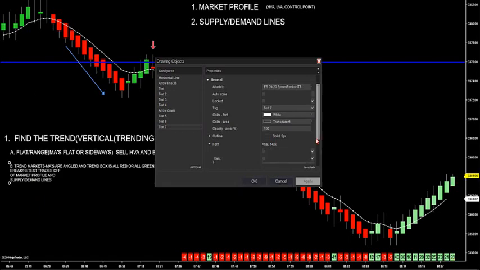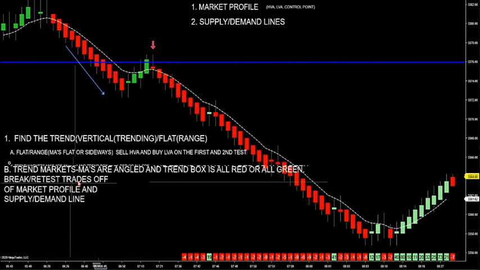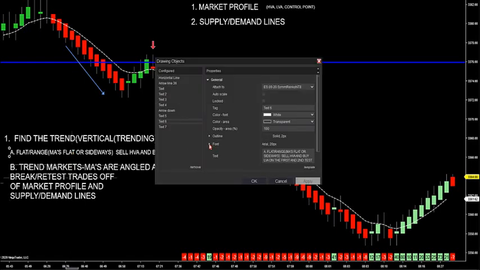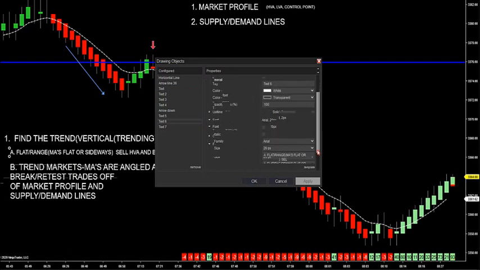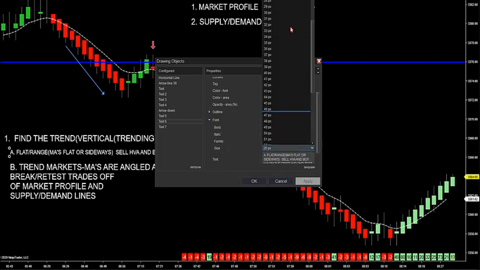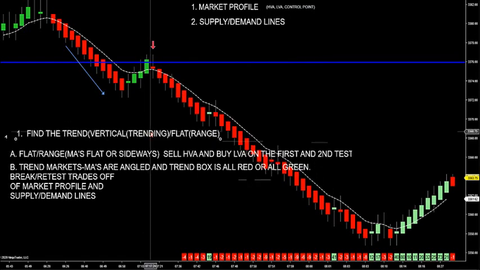Very simple. If we're flat, we sell the high, we buy the low, wait for a breakout. If we're trending, we let the supply demand lines break and look for a retest, look for market delta entry. Look for market profile to break, retest, market profile entry. It's got to come within two ticks though. These are very, very accurate levels. It's got to come within two ticks, not five, six, seven, eight ticks away. It's got to come within two ticks or we do not enter the market.